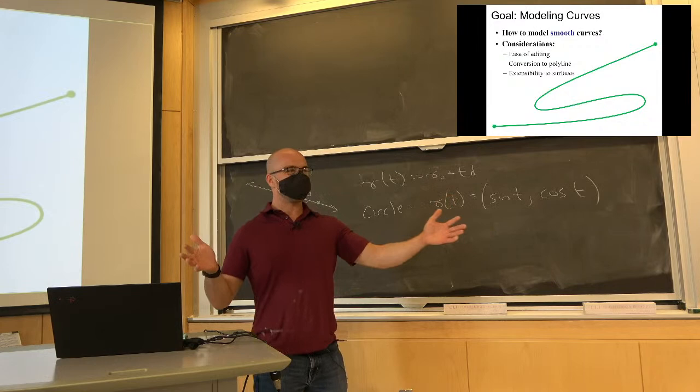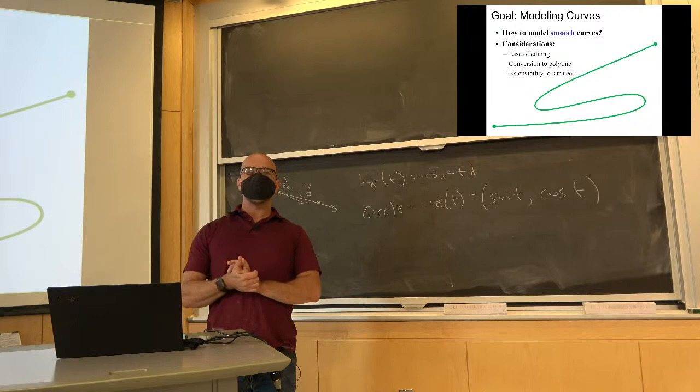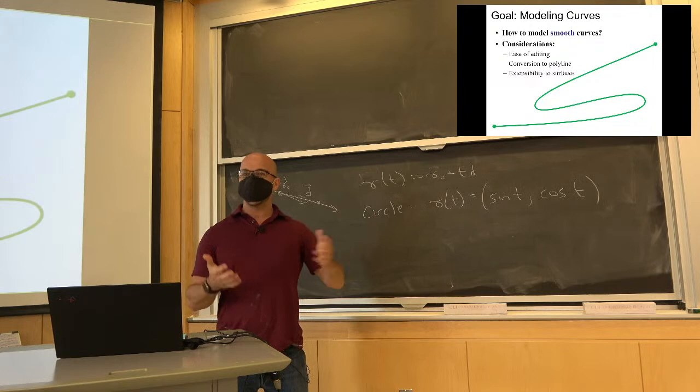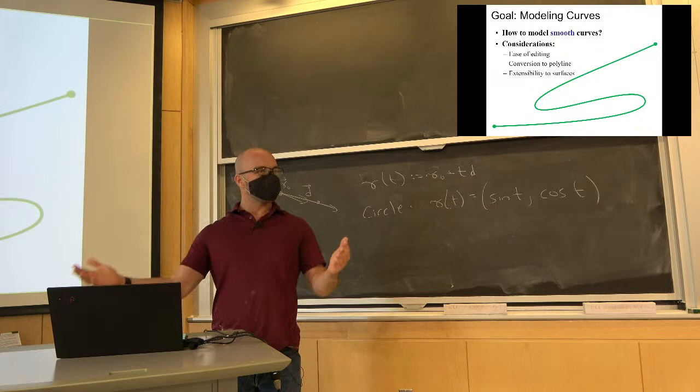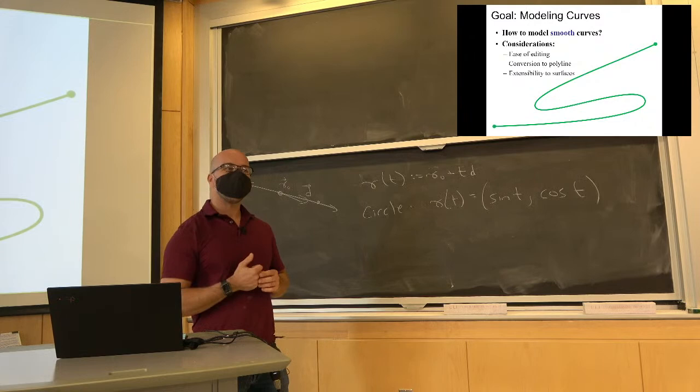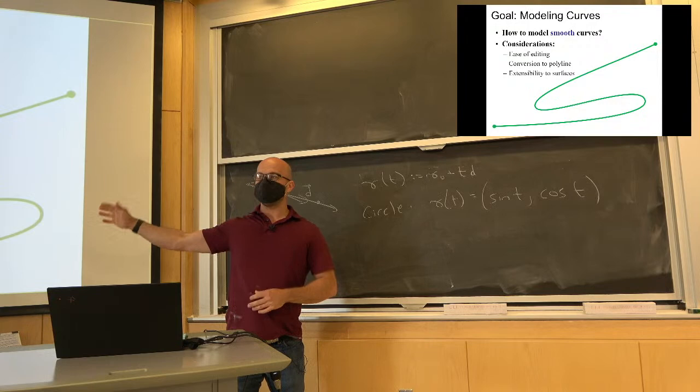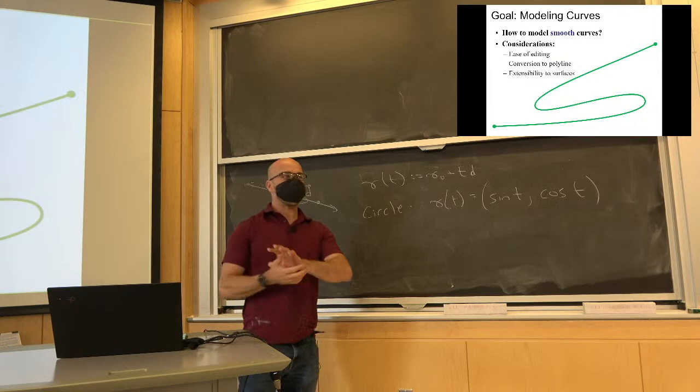Essentially, there are a lot of different considerations that go into the ways that we model curves. On the one hand, we want them to be easy to edit from a high level. That's going to be important for our artists. We want to be able to convert them to some low-level representation like a polyline. And eventually, something we're going to keep in the back of our mind is that we're going to use basically the same things we developed for curves to model 3D surfaces by taking a curve and sweeping it along another curve. We'll talk more about that next time.